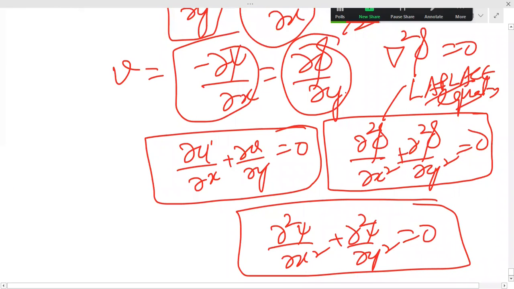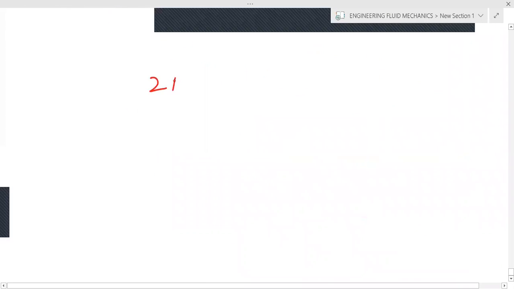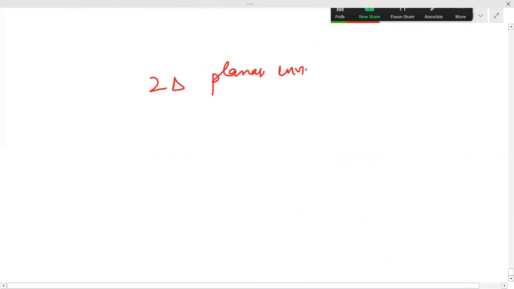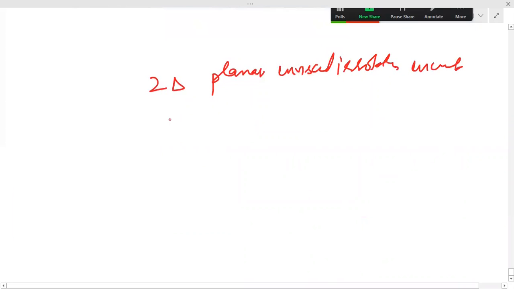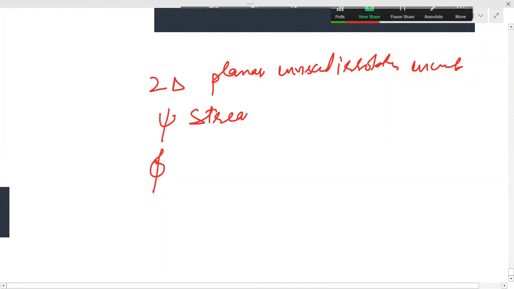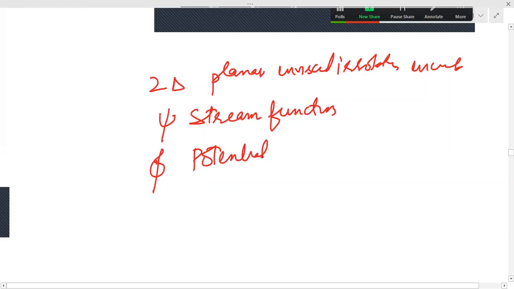So please remember the special properties of these for two-dimensional planar inviscid irrotational incompressible flow. You have defined two functions. One was your stream function, one other was your potential function. This is called the stream function, and this is called the potential function.